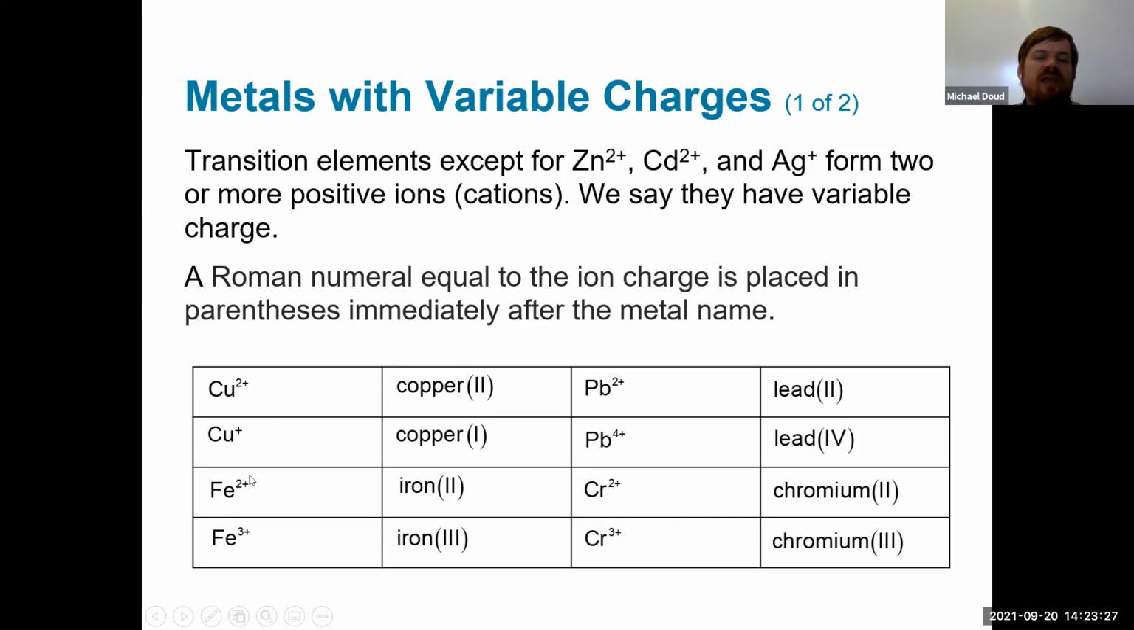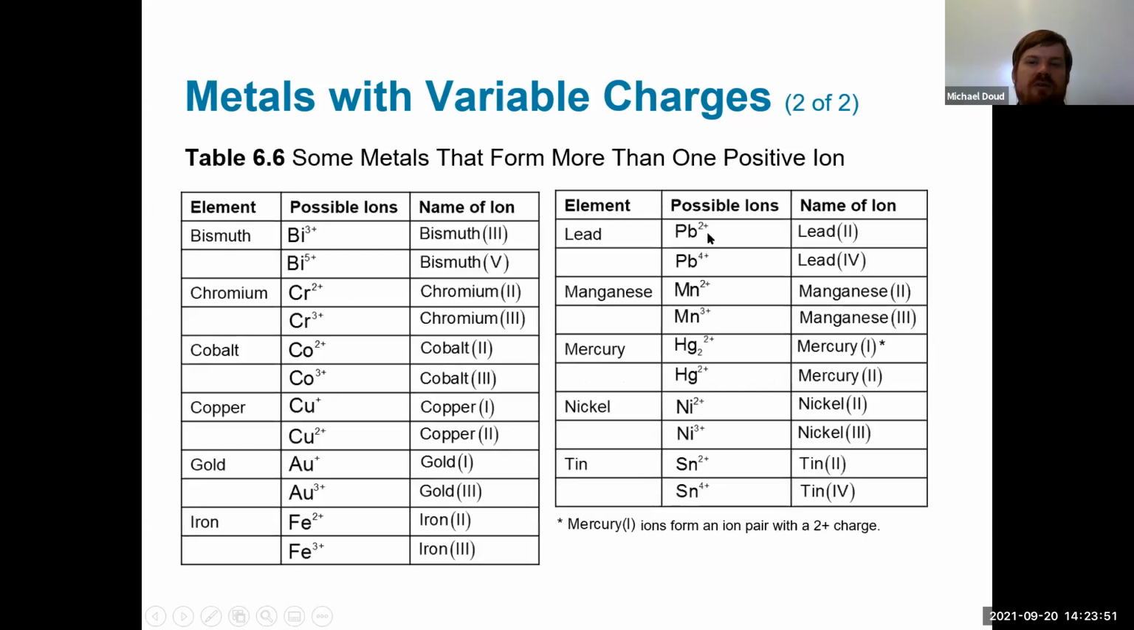Iron, for example, can do the same thing with a +2 or a +3 ion. Lead can be +2 or +4, and chromium can be +2 or +3. There's many other ions that can form. So cobalt, for example, can form up to, I think, 5 different ions. Manganese as well is a highly variable cation. But these are some examples of metals that have variable charges. Oh yeah, so here's some more that you can see.